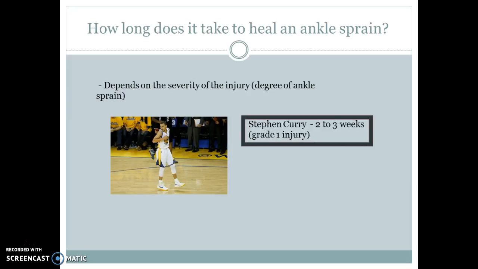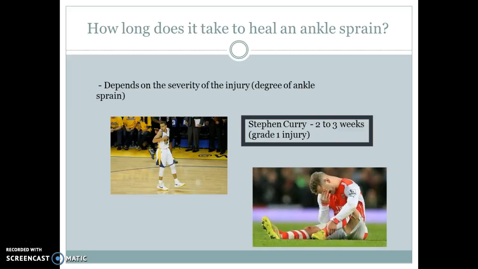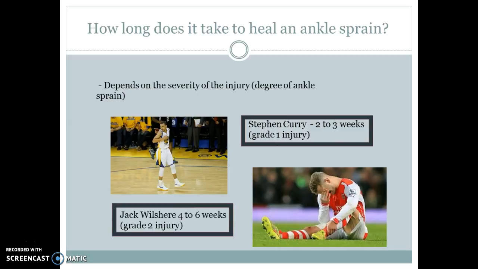This was when he rolled his ankles inwards while playing in the quarterfinals of the Western League Conference against the Houston Rockets. It took him 2 to 3 weeks to recover fully, but he was playing again after a few weeks. Second is Mr. Jack Wilshere. This was when he got tackled. This was a couple years back when he got tackled by a Tottenham player, if I'm not mistaken. This took him 4 to 6 weeks to recover.